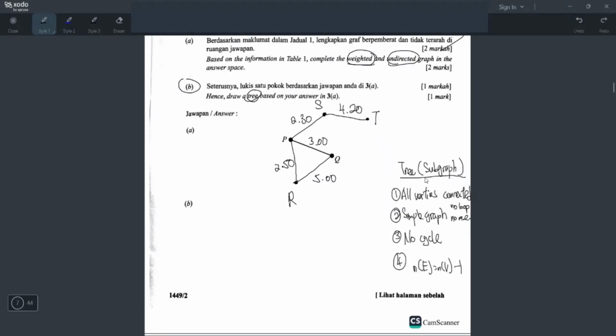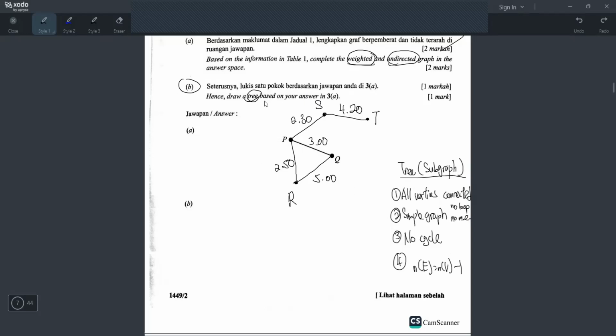Okay, let me explain what I mean by subgraph. Subgraph means part of the graph, right? I repeat one more time. Subgraph means I'm trying to draw part of the graph, okay? Or it can be the whole graph also, right? So I repeat one more time. Subgraph means part of the graph or the whole graph redrawn, okay? In Malay, sebahagian daripada graph ataupun seluruh graph, ya, semua graph redrawn, right?